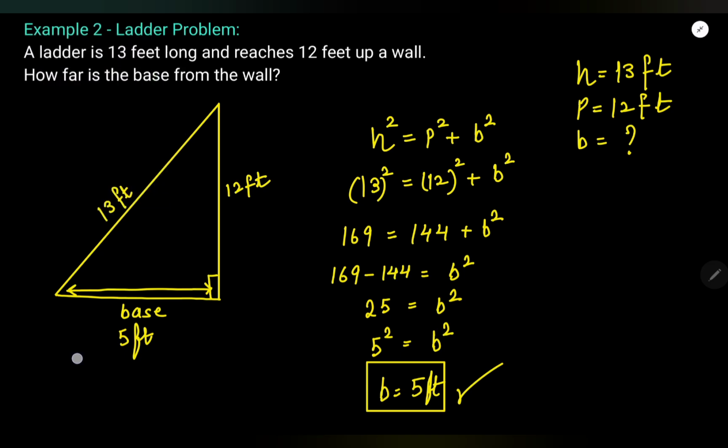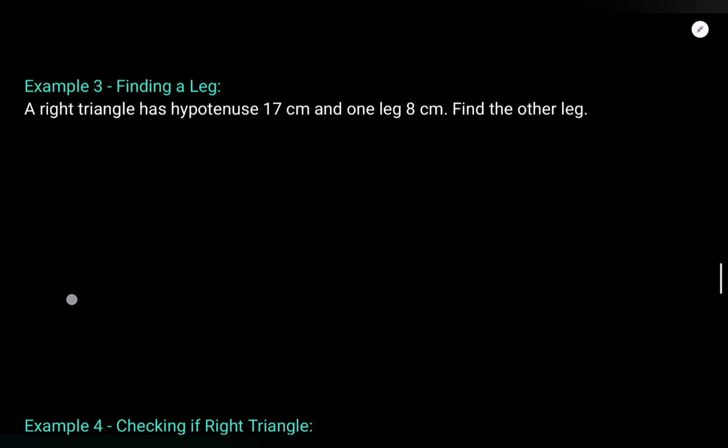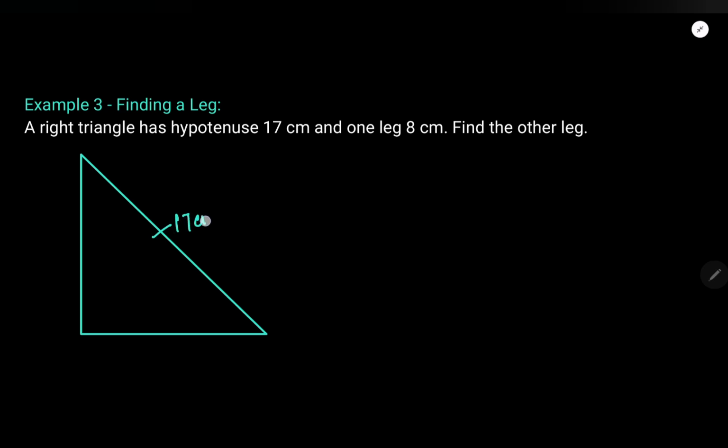Next we have finding a leg. Here we have a question. A right triangle has hypotenuse 17 centimeter. I will draw a right angle triangle first. Then they are saying hypotenuse is 17 centimeter, right? I will write it here as well. Hypotenuse is 17 centimeter.